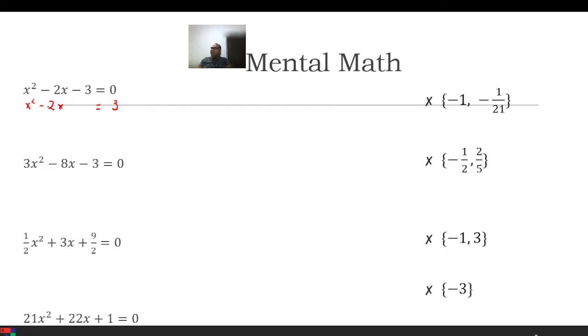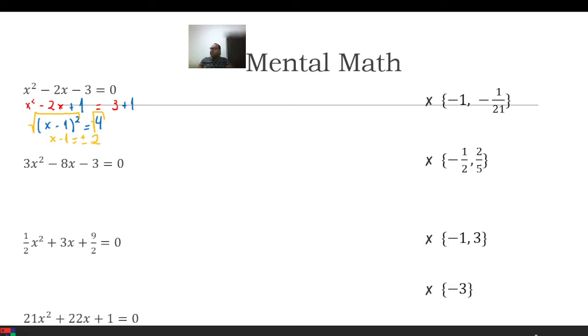Completing the square, half of negative 2 is negative 1. Negative 1 squared is 1. Adding 1 here, adding another 1 over there. Great. Finished over here. I know here it is (x minus 1) squared equals 4. Right now, taking the square root on both sides. Taking the square root here, taking the square root there. It is x minus 1 equals plus or minus 2.